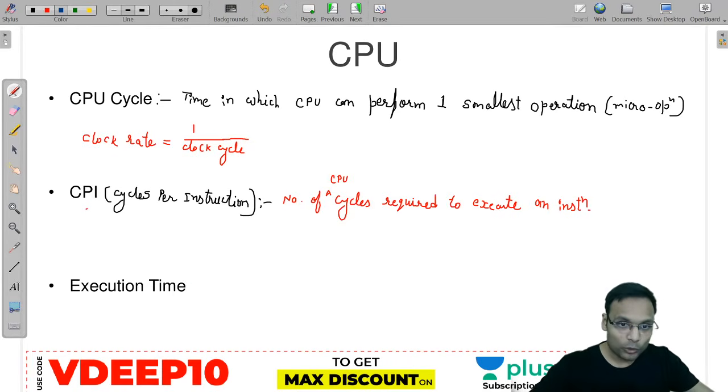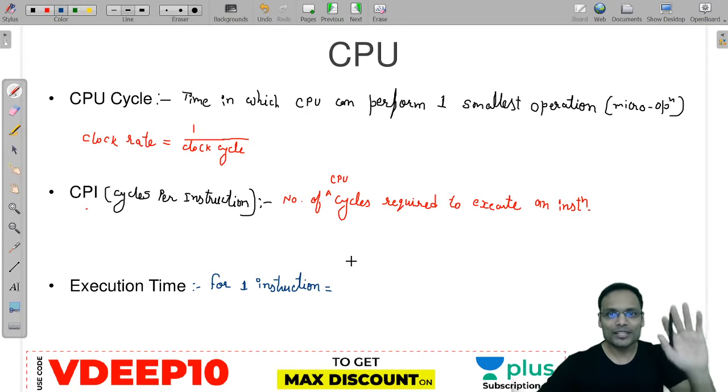So if I want to know the execution time for one instruction, then it will be a very simple formula. You only can tell me. You don't have to remember this formula.